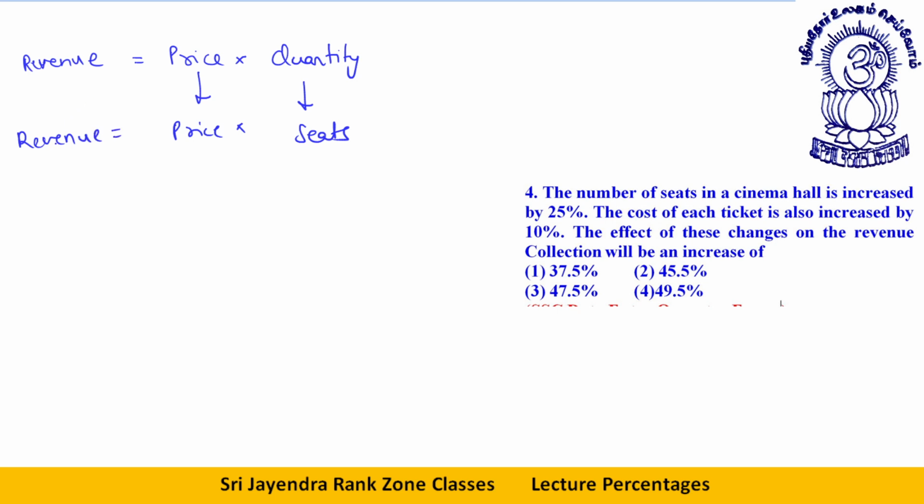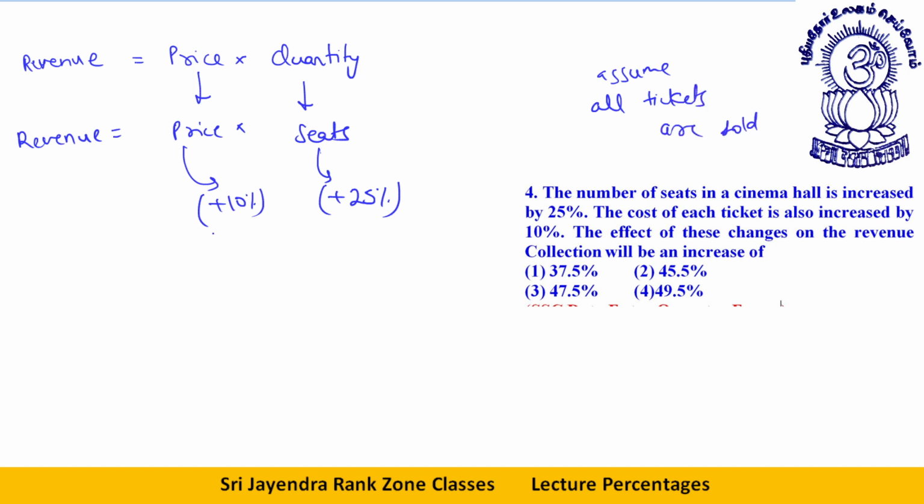The number of seats in a cinema hall is increased by 25%. These seats increased by plus 25%. The cost of each ticket is also increased by 10%. This is plus 10%. The effect of these changes on the revenue collection will be an increase of, assuming that all tickets are sold. So this changes by 10%, this changes by 25%. So what is the final change?